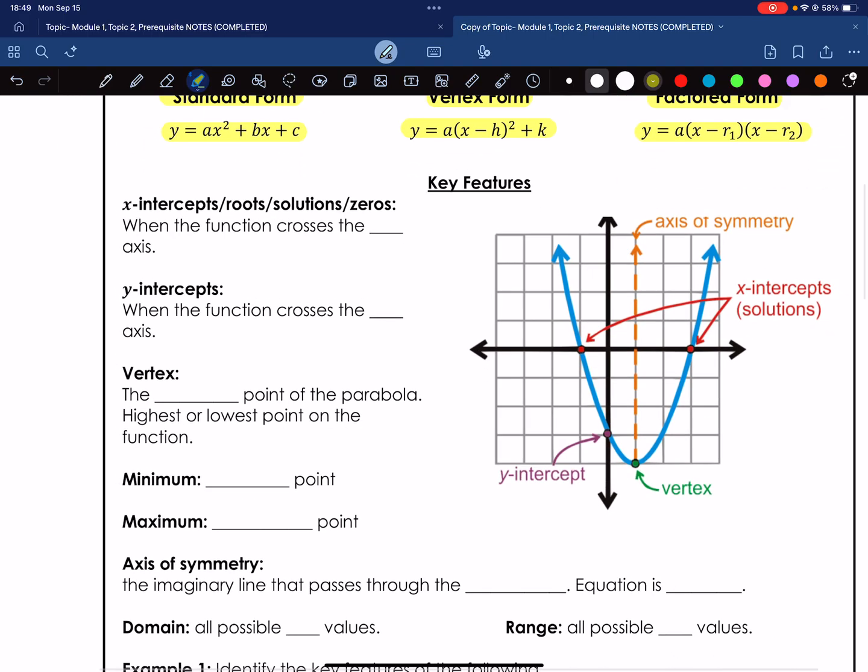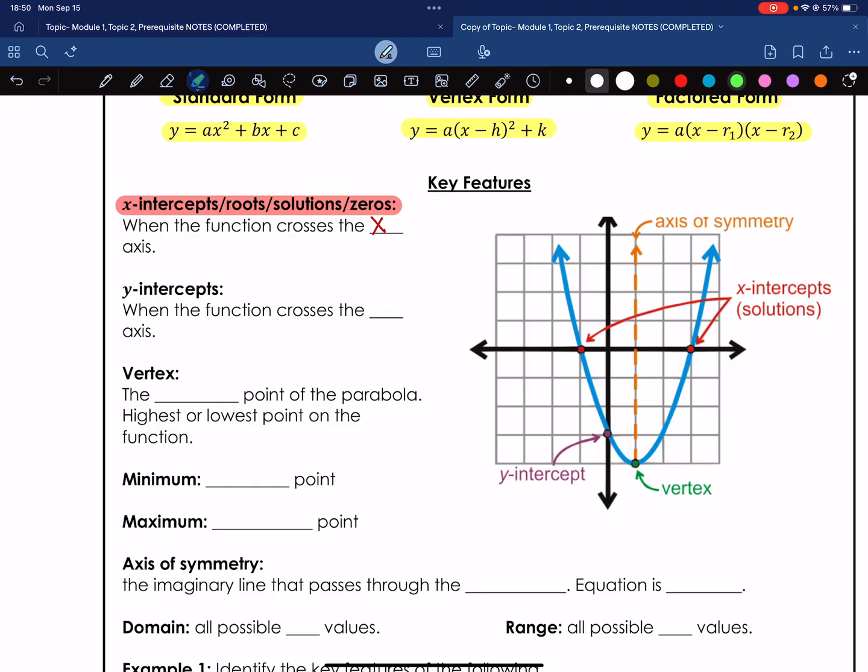So let's look at our key features. First, we have our x-intercepts, our roots, our solutions, and our zeros. All four of these words mean the same thing. This is asking you when the function crosses the x-axis. So if we look at our graph, this right here is the x-axis. Our function is crossing it 2 times. Those are our x-intercepts. Those are our roots. Those are our solutions. Those are our zeros. With quadratic functions, you can cross the x-axis 2 times, you can touch it 1 time, or it doesn't have to cross at all.